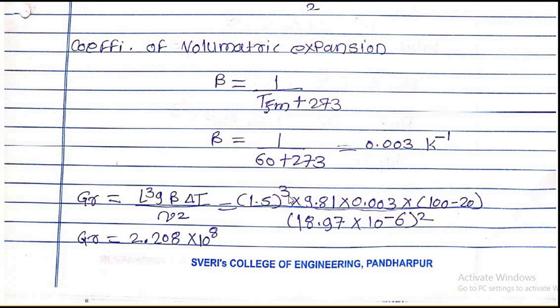So 1.5 raised to 3 multiplied by 9.81 multiplied by the beta value 0.003 multiplied by delta T. Delta T is the temperature difference between the surface and surrounding. So here the surface temperature is 100 and the surrounding temperature is 20. So (100 - 20) divided by nu square. From the properties of the air we can get the kinematic viscosity value, that is nu. So we have to take the square of that nu value. The nu value is 18.97 into 10 raised to minus 6 and its square should be taken. So we'll get the Grashof number value as 2.208 into 10 raised to 8.